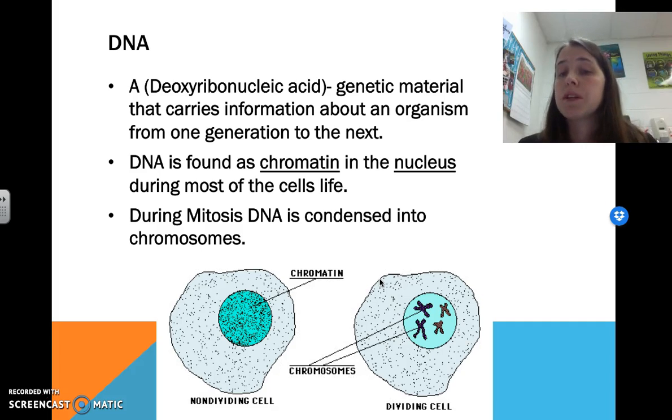DNA is found in chromatin in the nucleus during most of the cell's life. So whenever it is not getting ready to replicate or not getting ready to go through mitosis, the DNA is found as chromatin. During mitosis, the DNA is condensed into chromosomes that we can see. So remember, these are the chromosomes, and chromatin looks like a bunch of stringy stuff.